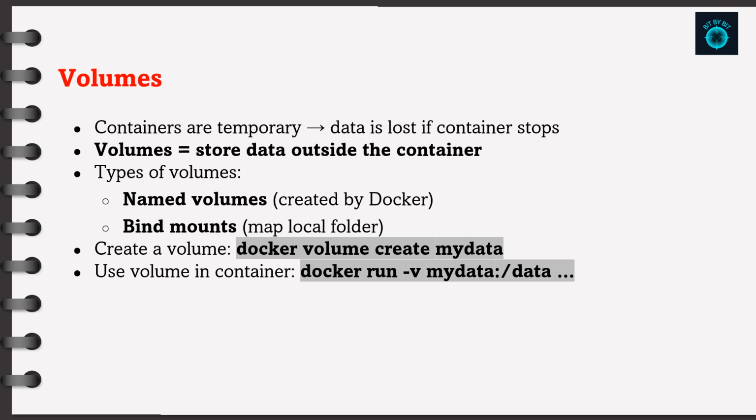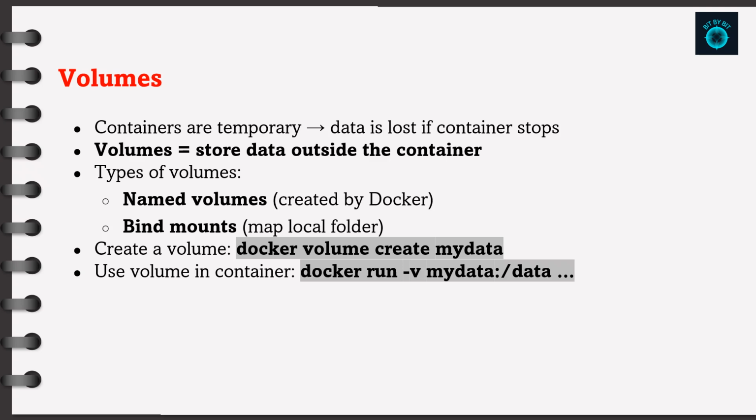A volume is a way to store data outside of the container so it stays safe even if the container is removed. There are two main types of volumes. Named volumes, created and managed by Docker. Bind mounts. These link a folder from your computer into the container.